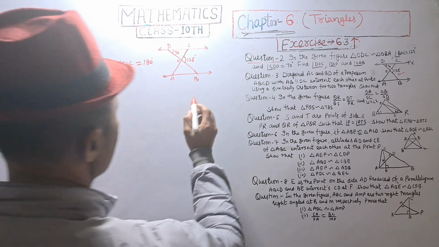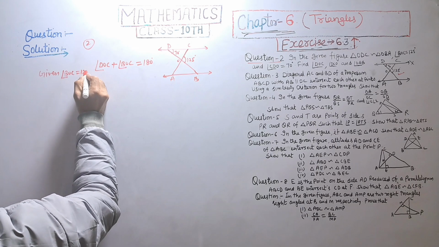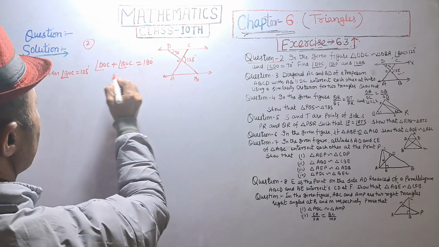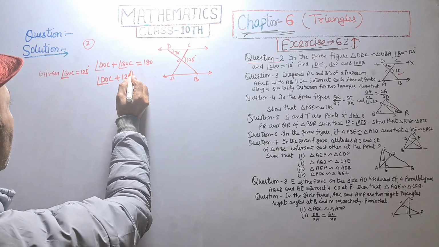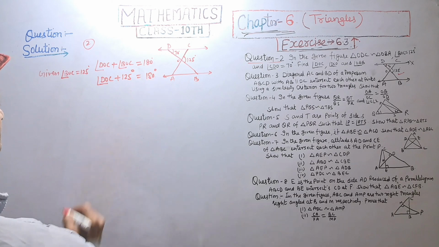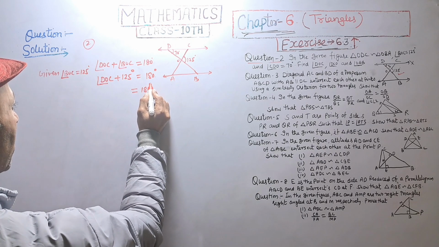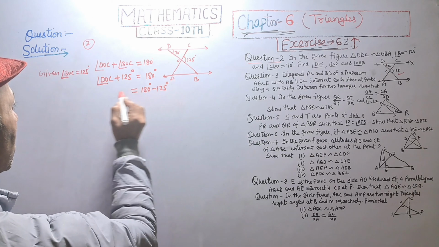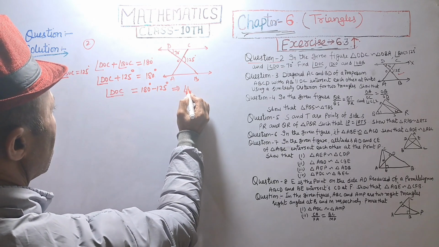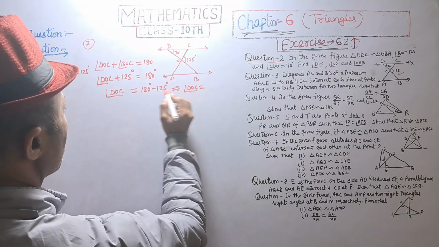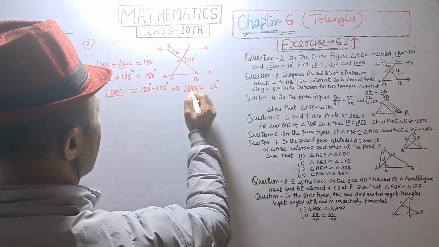Given angle BOC is equal to 125 degrees. Then DOC plus 125 degrees is equal to 180 degrees. Shifting this to the right side, we get 180 degrees minus 125 degrees. This implies angle DOC is equal to 180 minus 125, that is equal to 55 degrees.